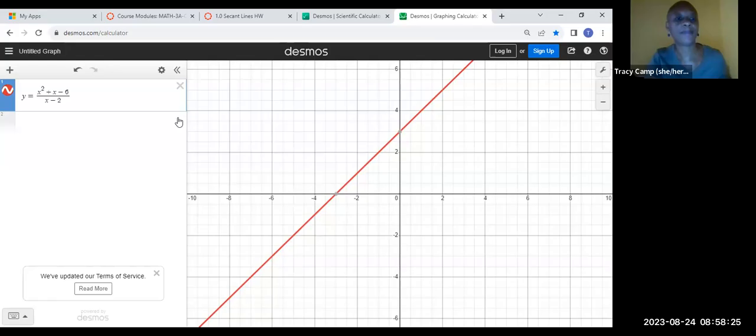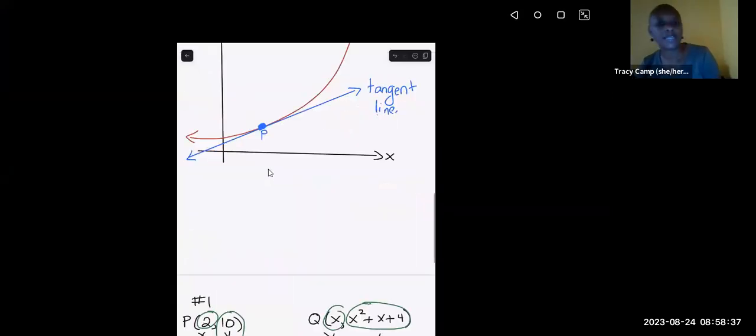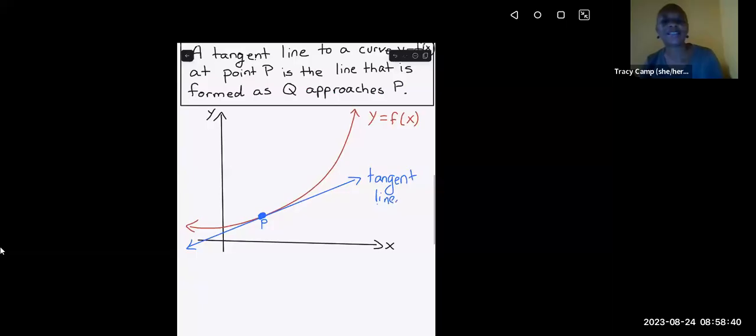But anyway, I was gonna say this makes sense because if you think about the whole idea of the tangent line, that's the line that's formed as the other point gets closer and closer to your P.